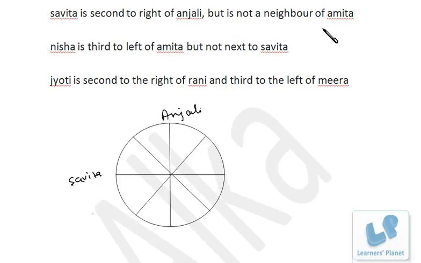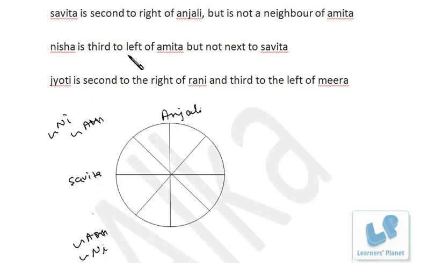But is not neighbor of Amita. Savita is second right to the Anjali, but is not neighbor of Amita. That means this position cannot be taken by Amita, and this position cannot be taken by Amita, right? Now next is Nisha is third to the left of Amita, but not next to Savita. So the position besides Savita cannot be taken by Nisha. So this position even Nisha cannot take.